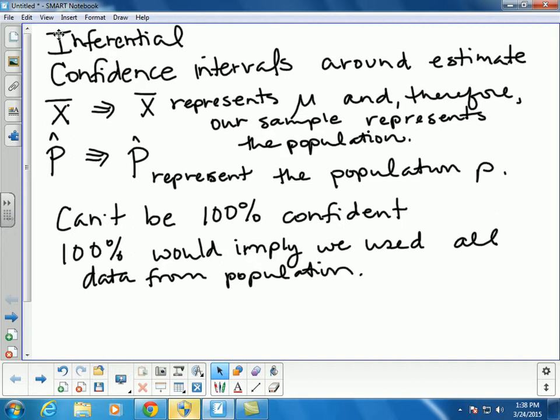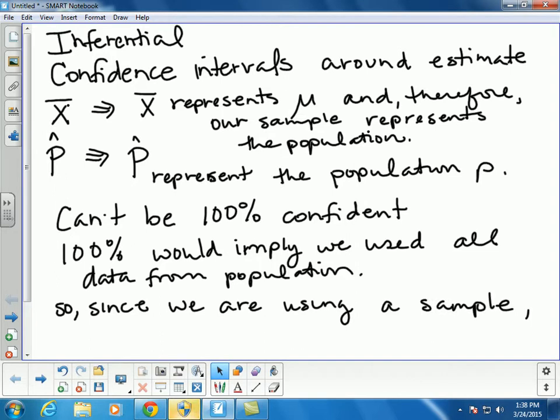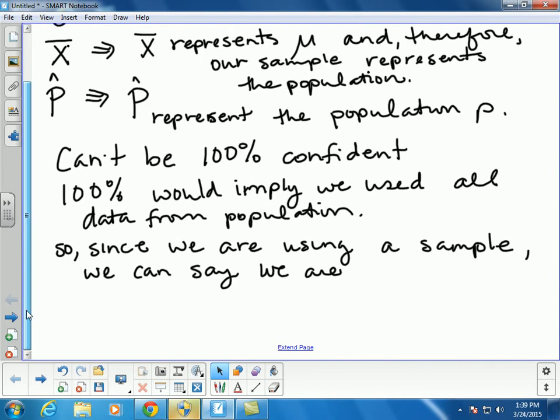So since we are using a sample, we can say we are what we call 1 minus alpha percent confident, which you just kind of deal with the fact that I threw an alpha out there, and it'll all make sense when I draw some pictures. Hopefully, that's the plan, that it makes sense.